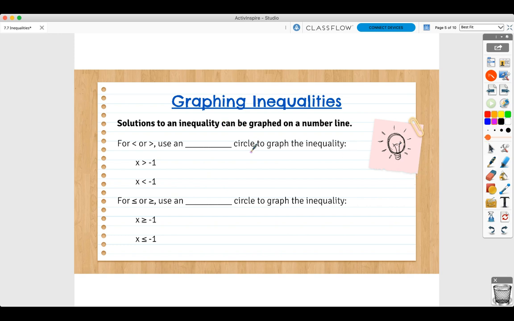Graphing inequalities. Solutions to an inequality can be graphed on a number line. For less than, use an open circle. Okay? Open circle. Maybe I'll write the open circle to graph the inequality. So for instance, x is greater than negative 1.